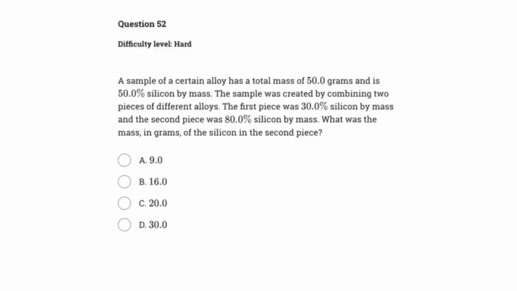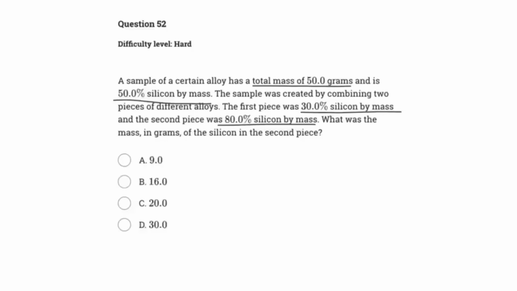A sample of a certain alloy has a total mass of 50 grams and is 50% silicon by mass. Okay. The sample was created by combining 2 pieces of different alloys. The first piece was 30% silicon by mass, and the second piece was 80% silicon by mass. What is the mass in grams of the silicon in the second piece?